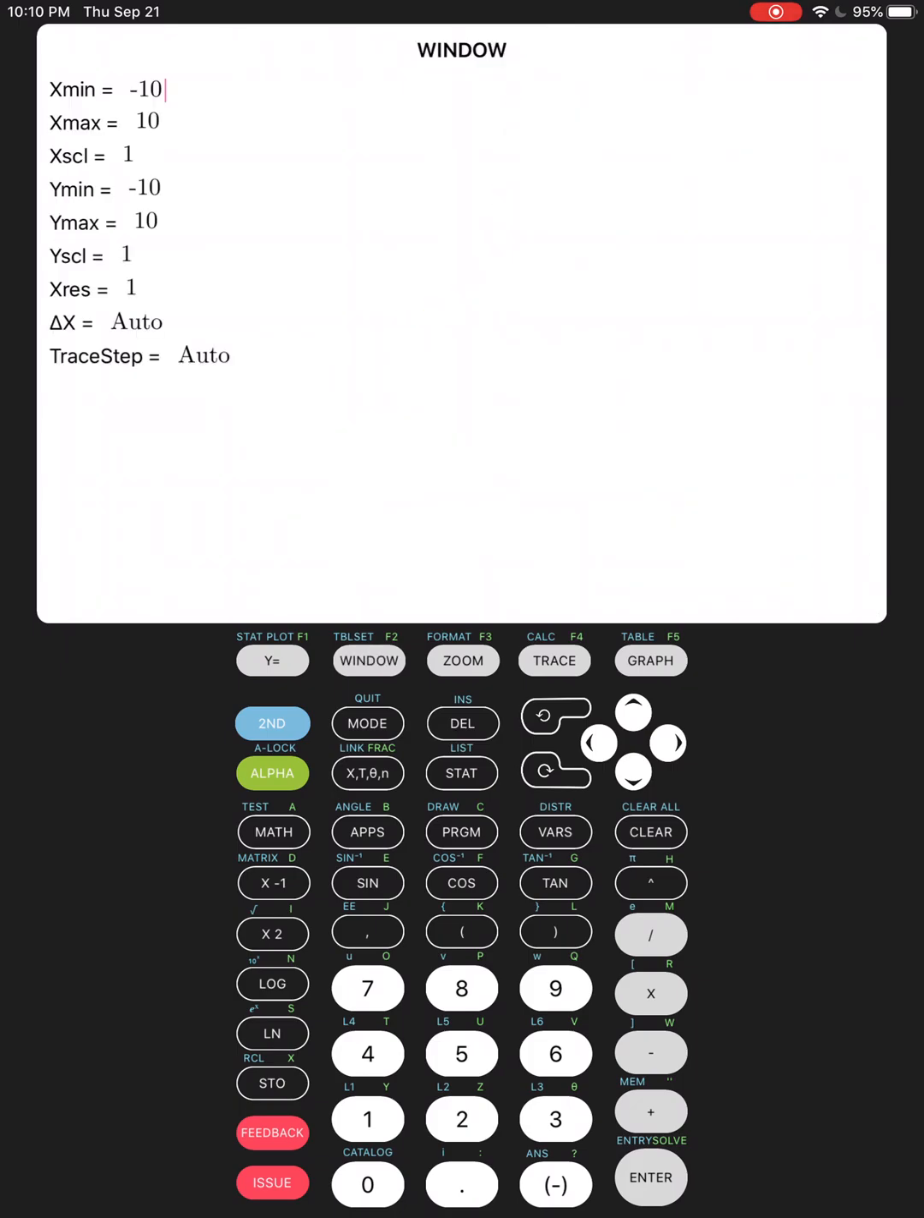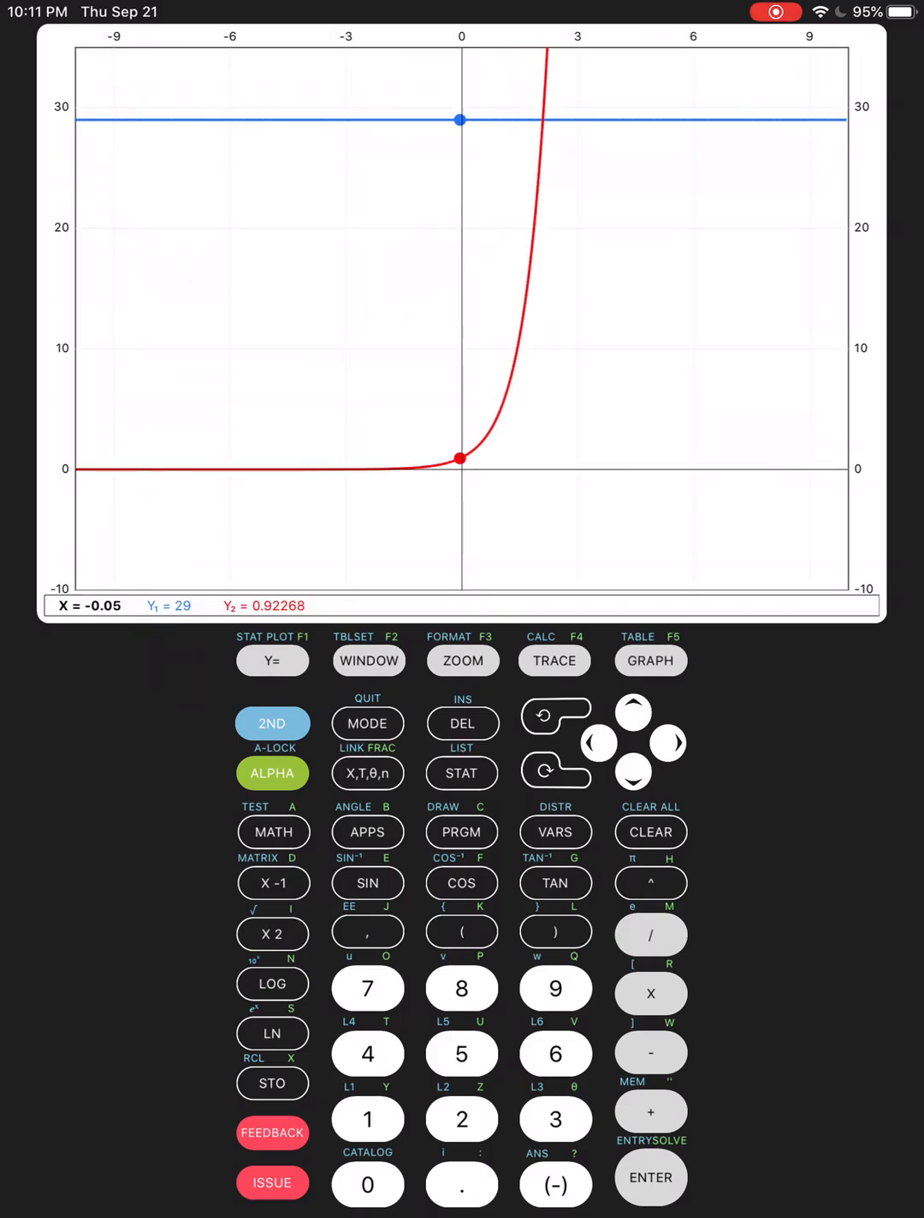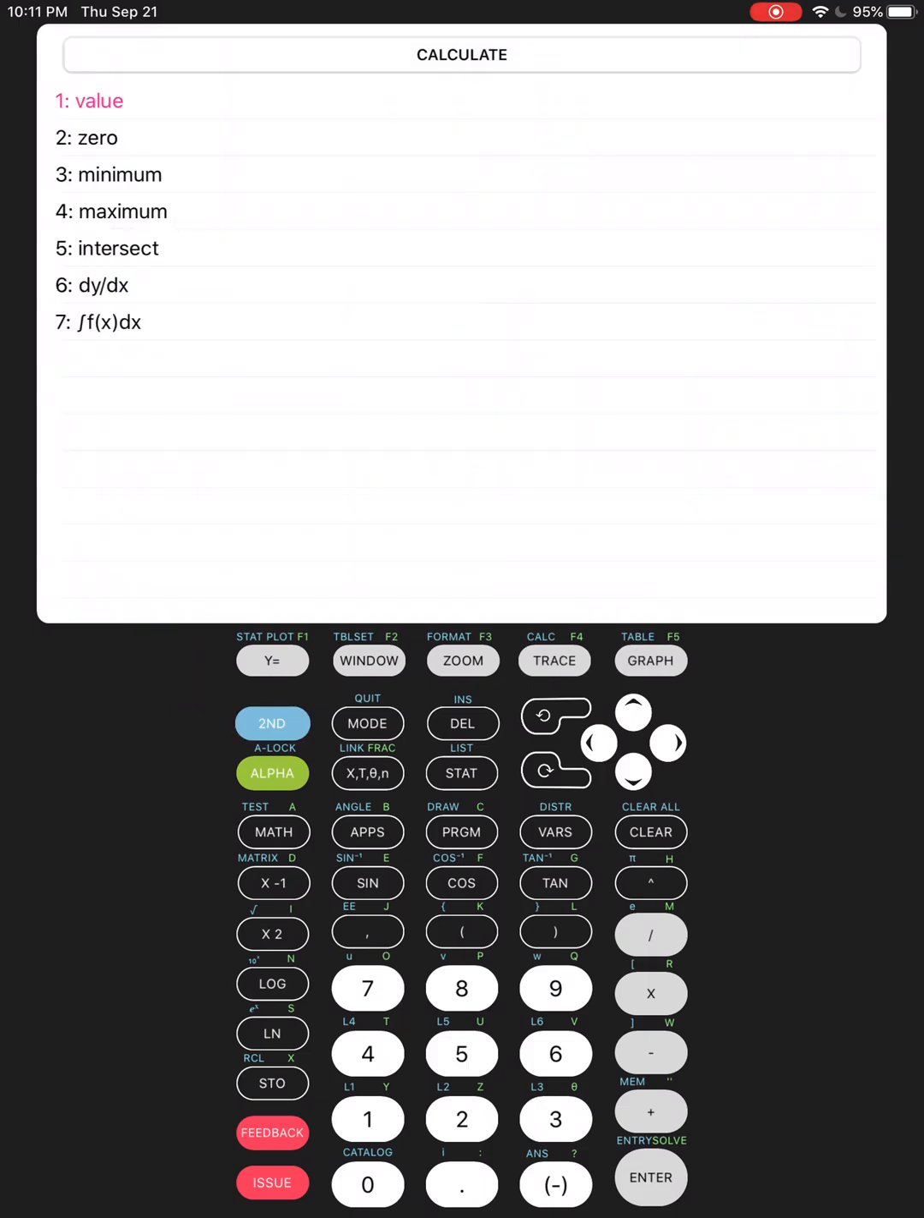So remember, you do need to adjust your window. If I have a line at 29, that means my y max has to be bigger than 29, so I'm going to make it 35. Here we go. We can clearly see the intersection point.